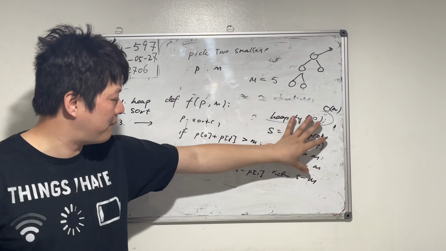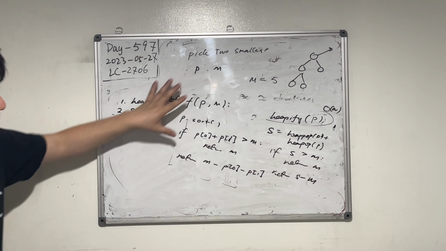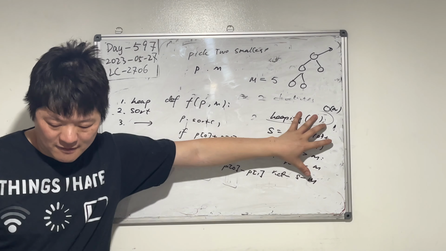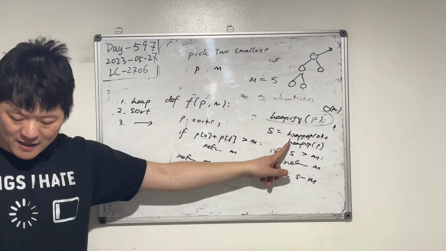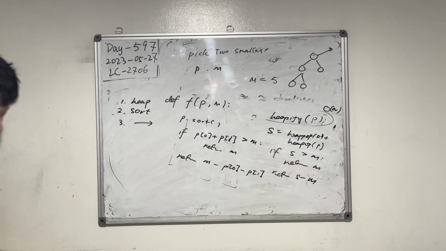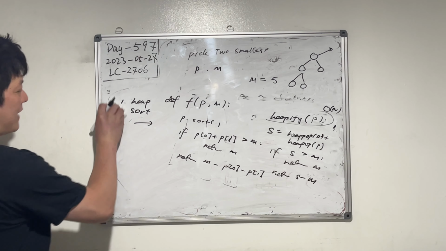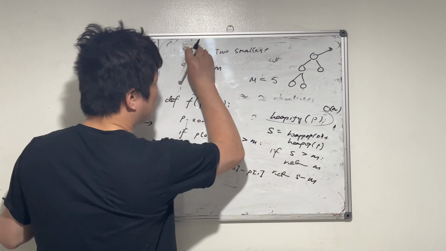So this is the same as the third one. Okay, this is O(n log n). This is O(n). Obviously, this one is better, right? So the third approach. Okay, this is Eric's approach. Okay, let's do this. Eric's approach.